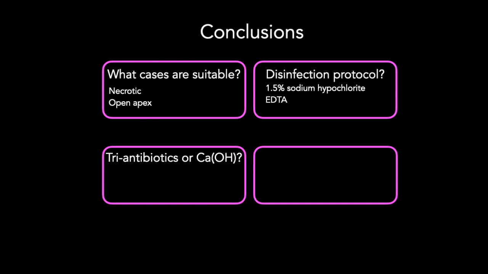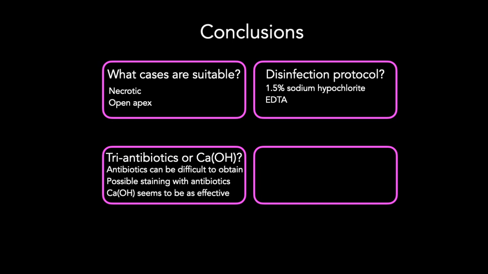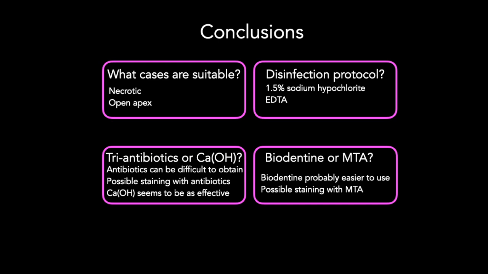Do we use a triantibiotic or calcium hydroxide? Well, it appears that the calcium hydroxide will work as well as a triantibiotic paste, and you also don't get any problems with staining. And how about the seal? Biodentine or MTA? Well, I think biodentine is probably easier to use, and again, there have been recorded cases of staining when using MTA for regenerative endo.